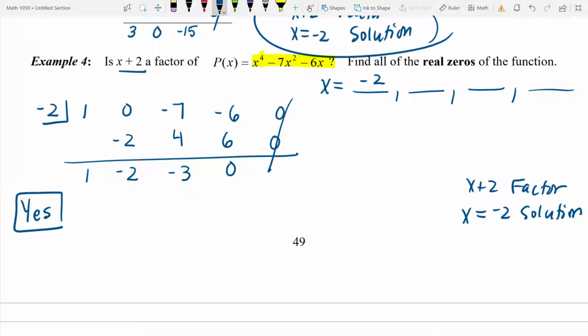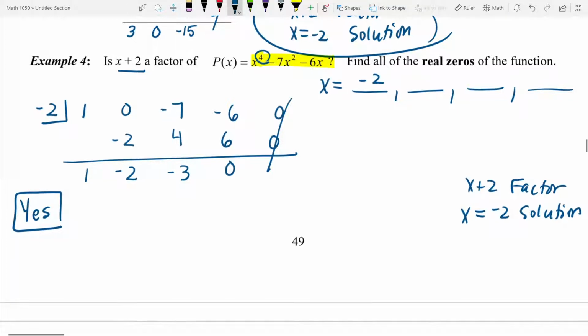Do you see how this exponent right here is a 4? How many times did I do the process of synthetic division? Once. So 4 subtract 1 is 3. So this guy is an x to the third. So I have a 1x to the third minus 2x to the second minus 3x. My constant is a 0, and so I don't need to write that down.